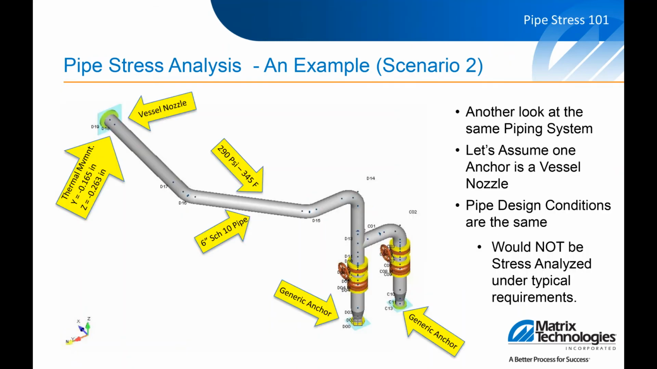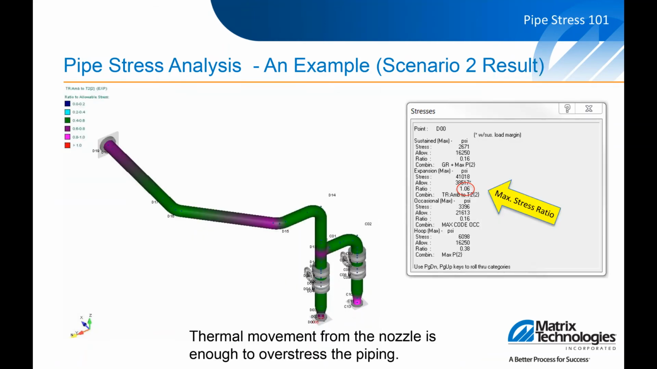So let's look now, this anchor up on the left-hand side, well, it's actually attached to a vessel. So there's a little bit of thermal movement. Remember I talked about, as you get a hot vessel, you get some movement. So here you've got some vertical movement as well as a little bit of radial growth. Everything else is the same. We're going to assume that the anchors on the right are still pretty generic, but the anchor on the left is a vessel.